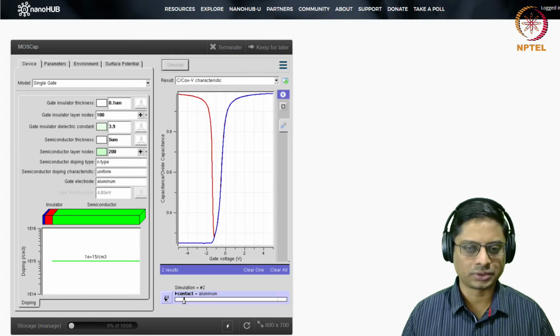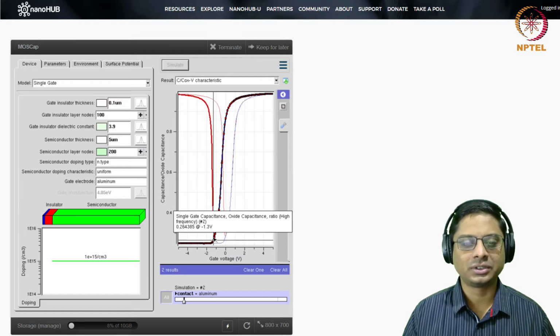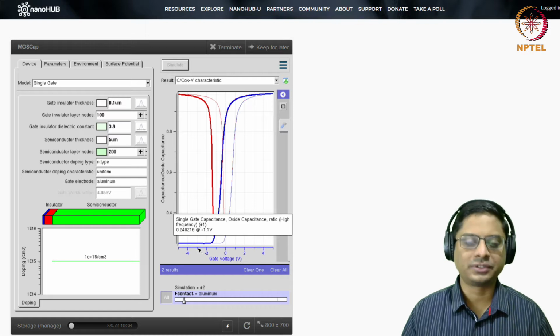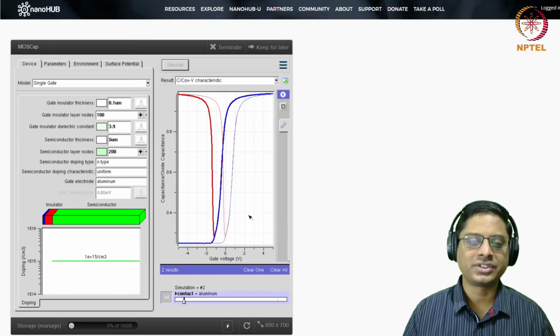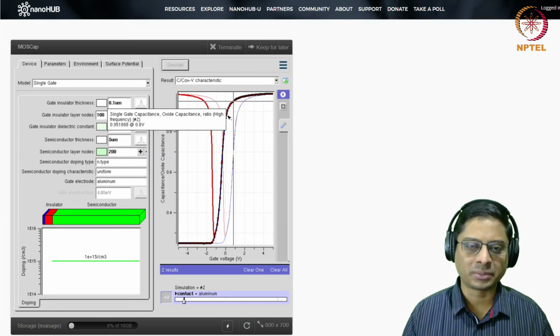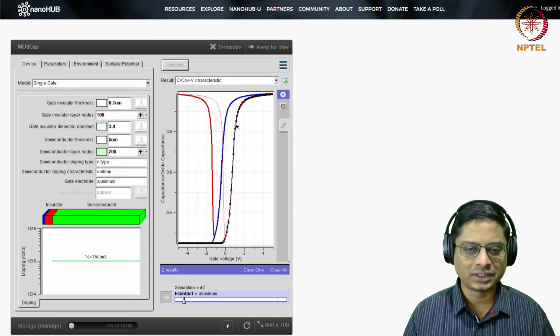I need to plot both. You see here, there is already a significant shift towards the negative voltages. This essentially means that there is some small depletion probably happening at 0 volts.